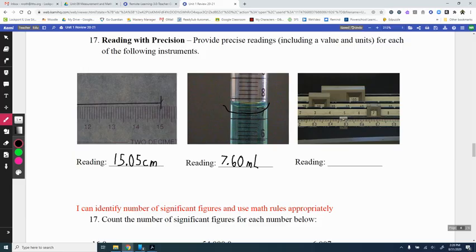All right, last reading, we have grams this time. So here we have our 100, and that looks like 130, and that's 137, and that's 137.4 because it's between the 0.4 and the 0.5. So those are all our certain digits.